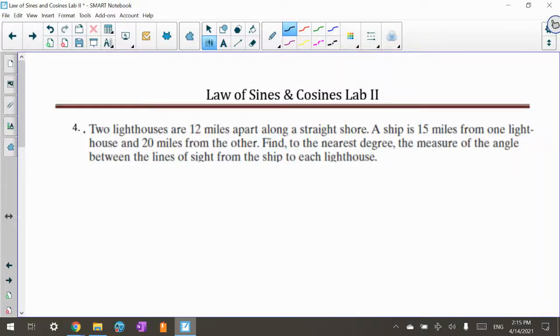Okay, this is my second video for my pre-calculus class for my Law of Sines and Cosines Lab 2, where we're doing word problems. So I'm going to help you read the problems, try to help you draw the picture so that you can come up with the answer. So I have these two lighthouses. They're 12 miles apart along a straight shore.